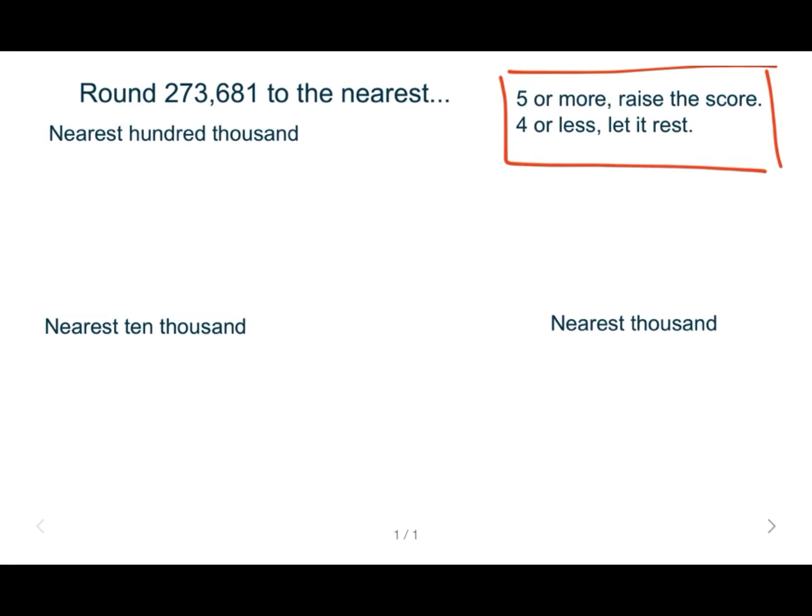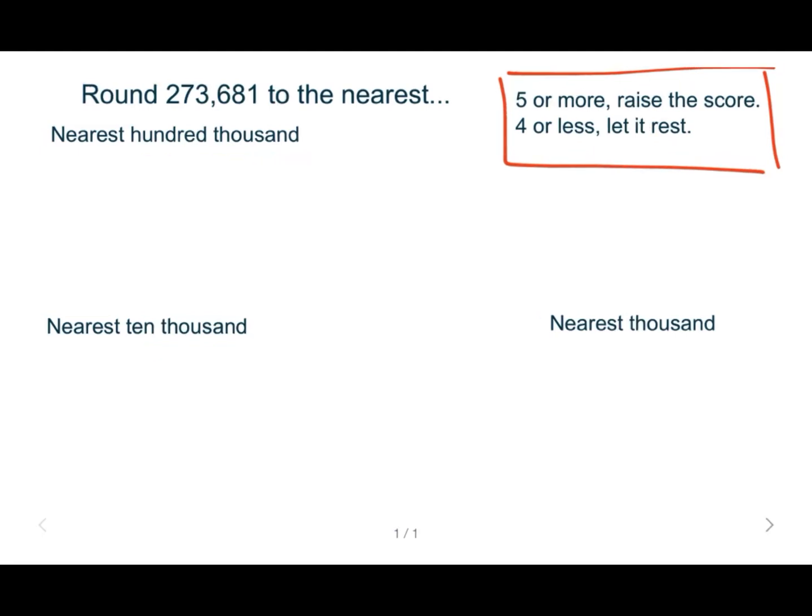Today we're going to do a quick mini lesson for lesson 9, which is about rounding a number to any place value spot. So for this video, we're going to take the same number and round it to 3 different place value spots: the nearest 100,000, the nearest 10,000, and then just the nearest 1,000. Okay, so let's have a look and see what happens when we do our first one.